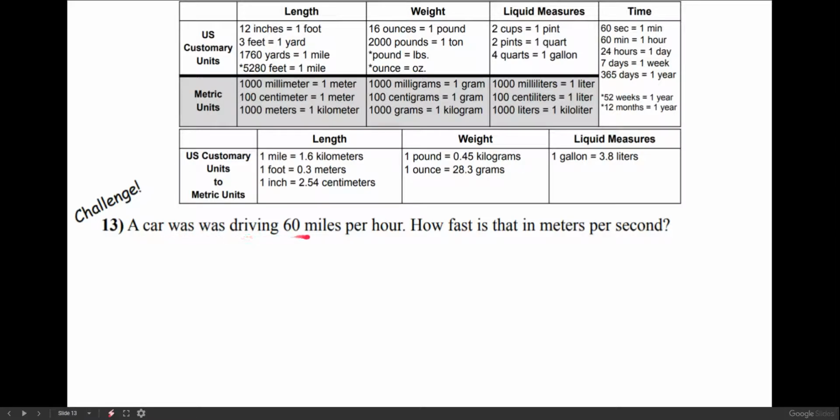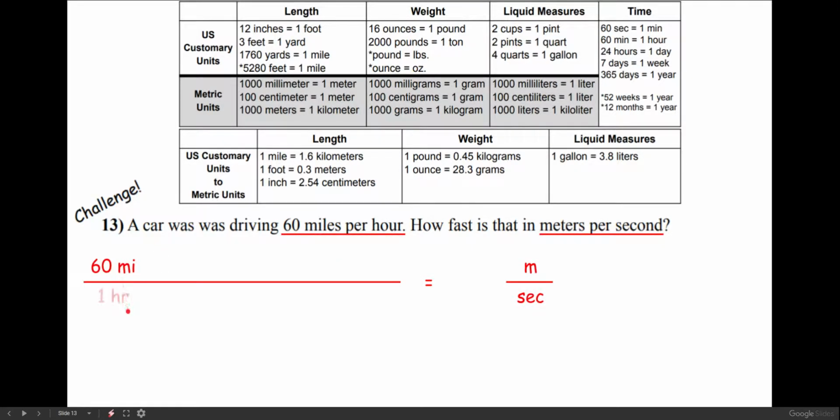And finally, our challenge question, the last one here. A car was driving 60 miles per hour. How fast is that in meters per second? So let's write the information we know: 60 miles per 1 hour. We ultimately want it in meters per second. So we need to change miles to meters, and hours to seconds.